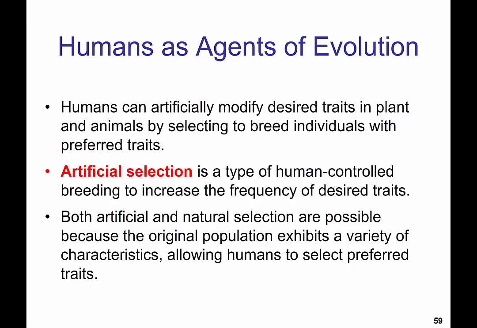If we're looking at natural selection, it's useful to compare artificial selection. Humans are also agents of evolution. They can artificially modify desired traits in plants and animals by selecting to breed individuals with preferred traits. Artificial selection is a type of human-controlled breeding to increase the frequency of desired traits. Both artificial and natural selection are possible because the original population exhibits a variety of characteristics, and this allows humans to select preferred traits.